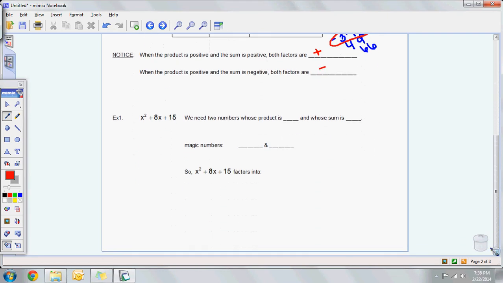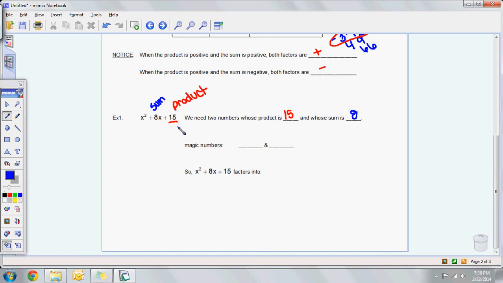This is a trinomial, and this is what you're going to be factoring. So we need two numbers whose product is going to be this last number. So this number right here is what you're looking for the product of. So what will multiply together to give you 15? Okay? The sum is going to be this middle number. So this 8, this is what we want the sum of.